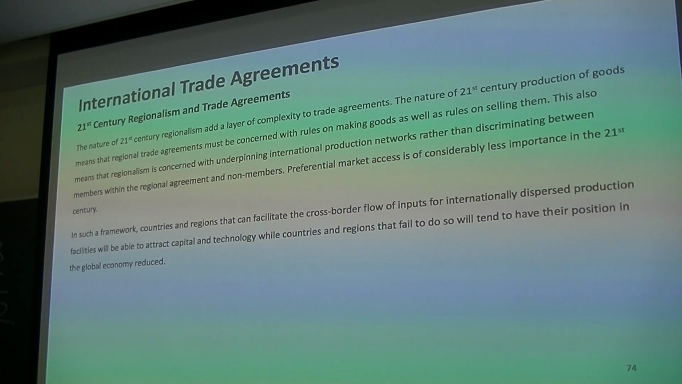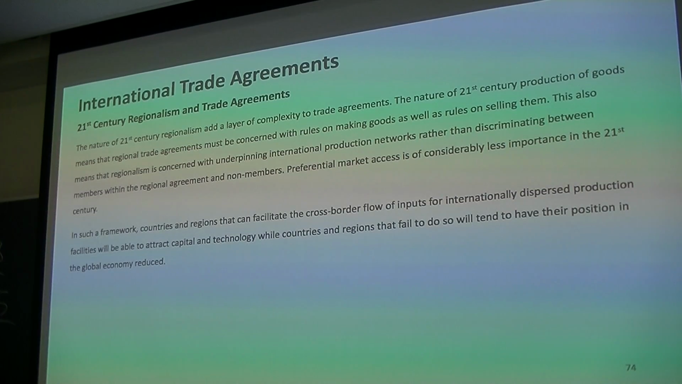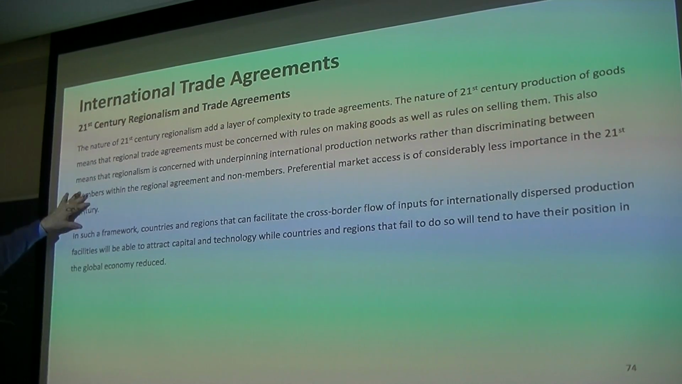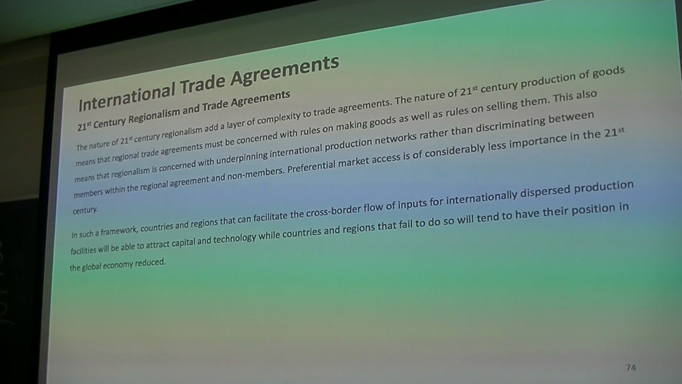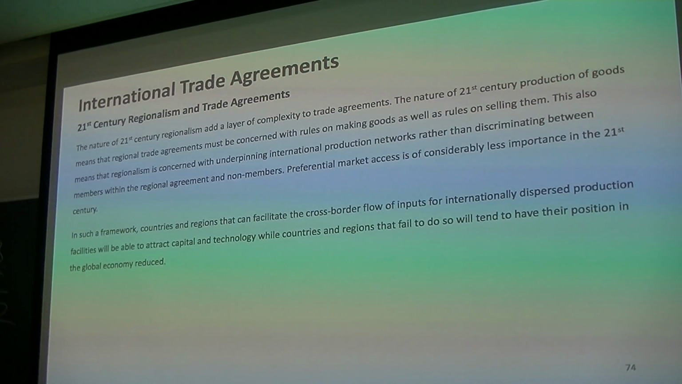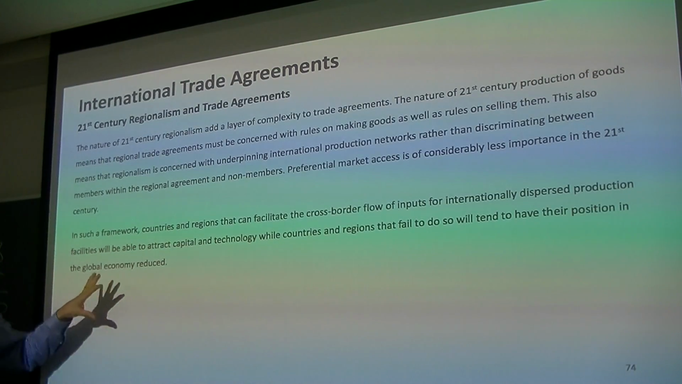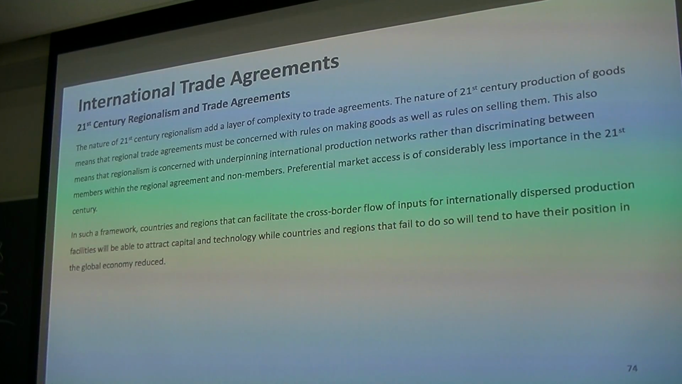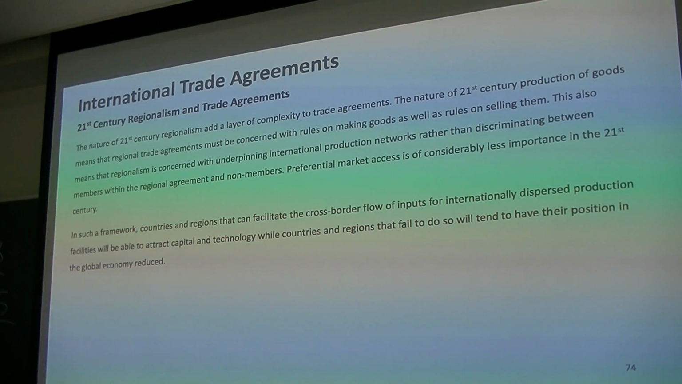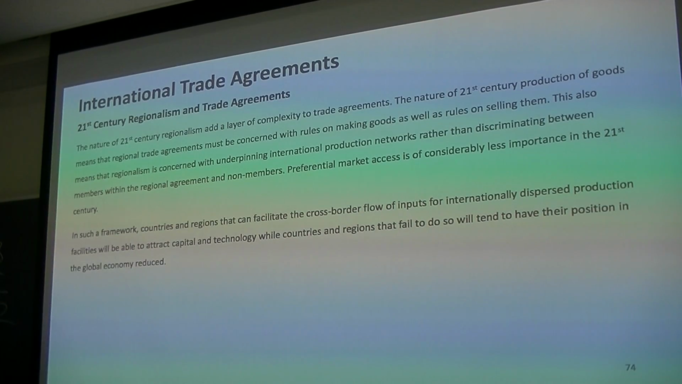But we've seen, it's basically, and so this framework of regionalism and trade agreements, the idea is that countries and regions that can facilitate the cross-border flow of inputs will be able to attract capital and technology. But the problem again is that the people that are being left behind are rebelling. The people that are being left behind in these countries are rebelling.